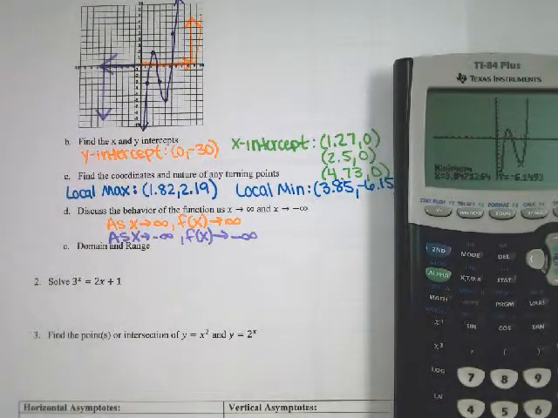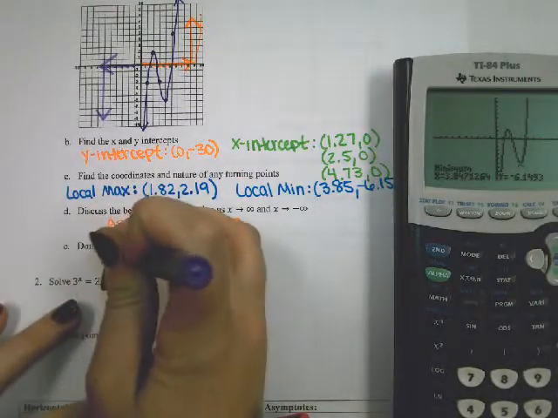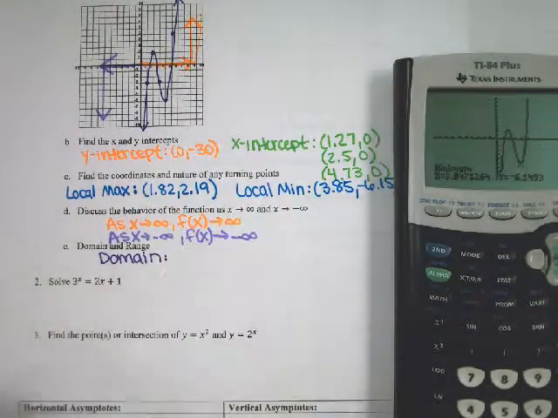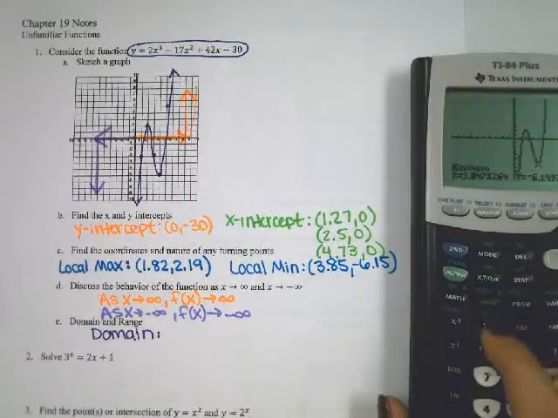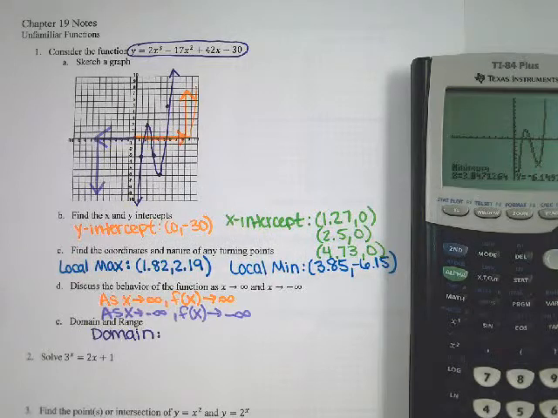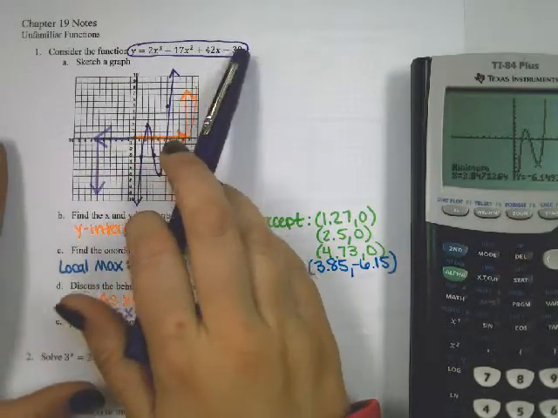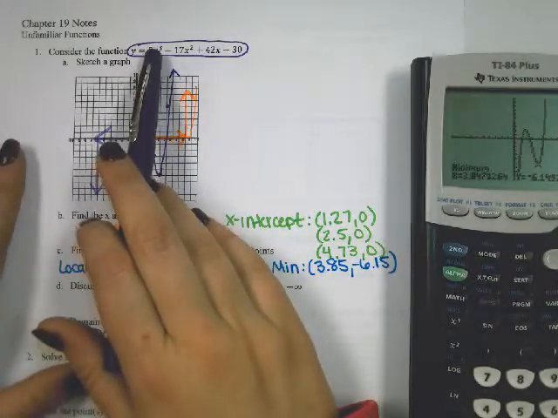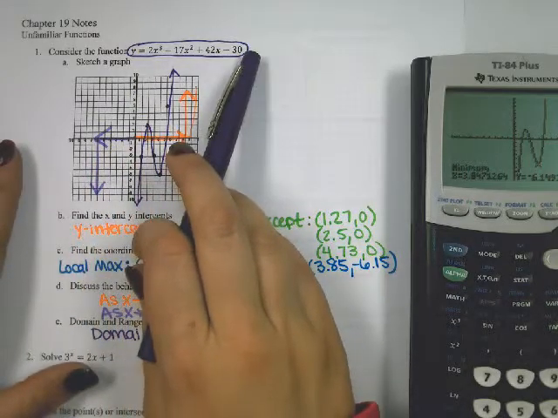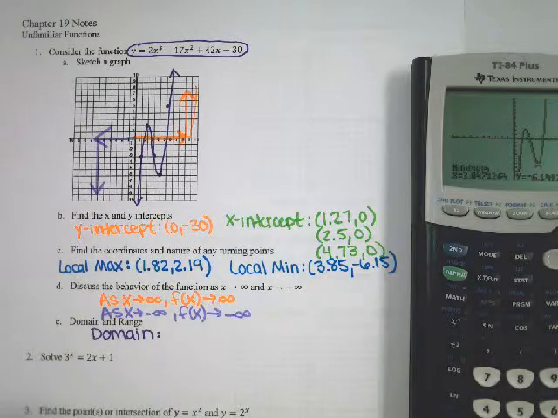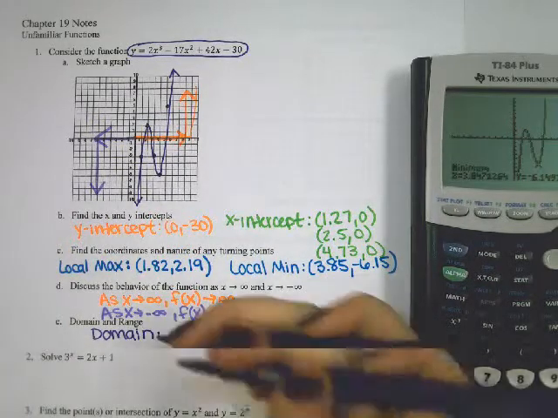Domain and range. So domain is our list of all inputs, anything you're allowed to plug in. The things that mess up the domain are going to be square roots and fractions. Those are the typical things that are going to mess up our domain. Up here, we just have a normal polynomial. This is a cubic. It's to the third power. It's just a polynomial function. So this will be the domain of all real numbers.